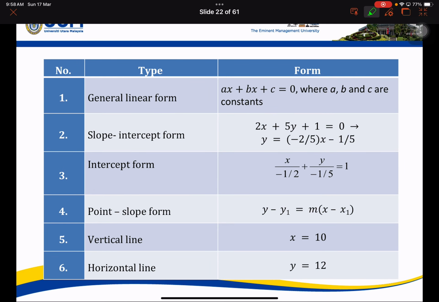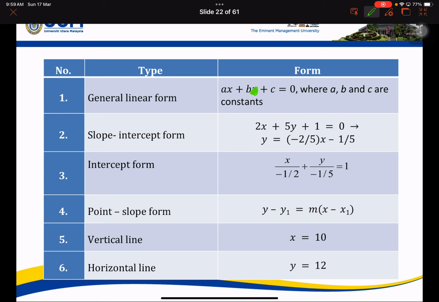Alright, so these are different forms. You might find this one useful. So first one, we have the general linear form, which is ax plus by plus c equals 0. I don't think that one should be ax plus bx plus c. Remove the x there. We cannot have x twice. Okay.